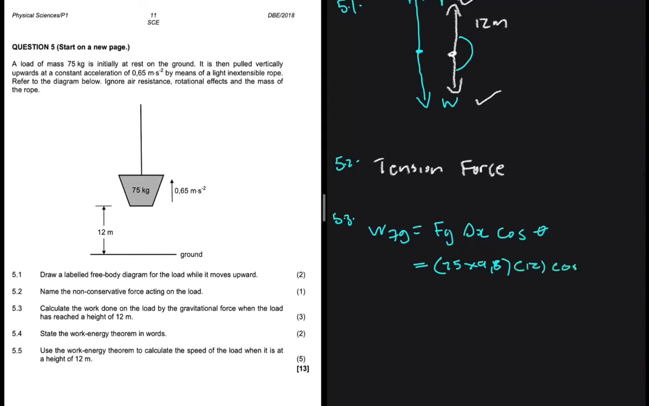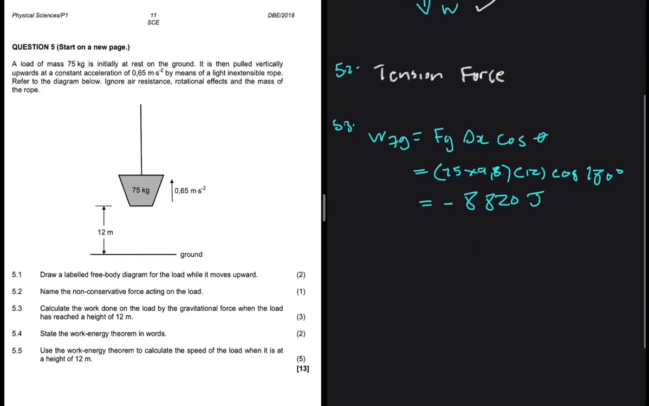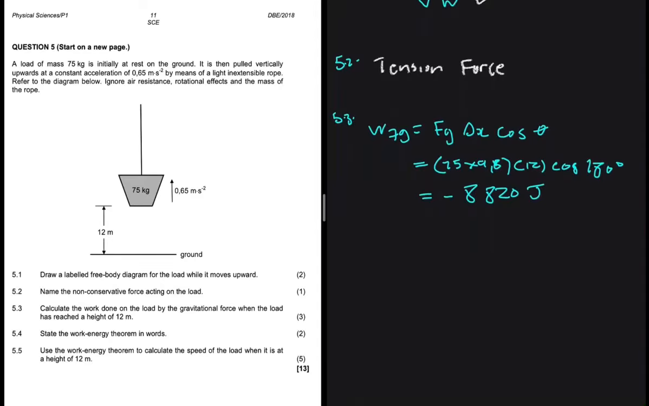And then now cos of 180 degrees. The object is going up, gravity is pointing down. So gravity is supposed to be doing negative work on the object, right? Because it is not in the same direction as the displacement. And then if you put that in your calculator, you will indeed get minus 8,820 joules, right? Which is what we're expecting. We're expecting the work done by gravity to be negative, as it is pointing in the opposite direction to the displacement of the object.